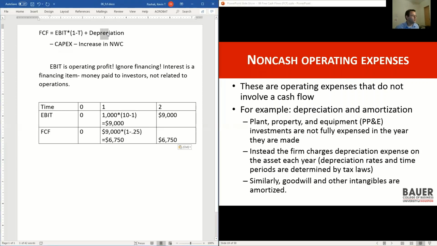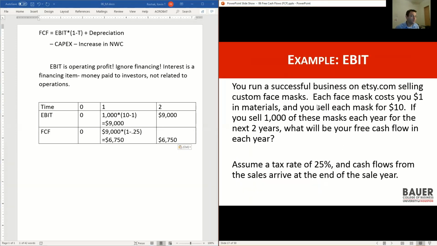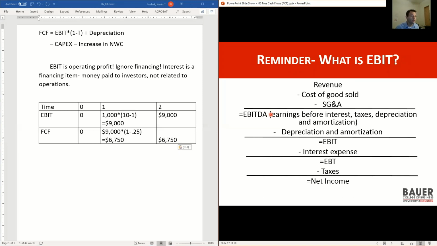Depreciation is an example of this non-cash operating expense. This is the very general thing that we care about for getting free cash flows. Depreciation is the concrete thing we're going to look at. Okay, so these are expenses. They're lowering your profit, like we saw here. Right, depreciation and amortization lower your profit. They are reducing your EBIT, but they're not actually a cash flow.